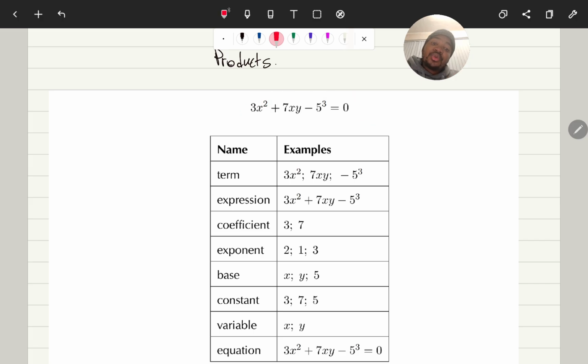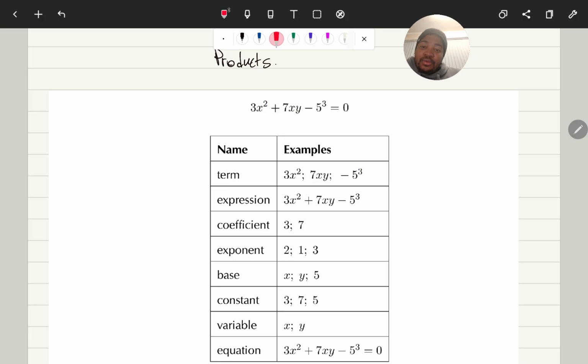So how many terms do we have? That's the question. To answer that question, remember the number of terms is determined by pluses and minuses. Here you have a plus, you have a minus. That means you have 1, 2, 3 as your terms, right? And the expression is just this whole thing without the equal sign. It only becomes an equation when there's something being equated to something.